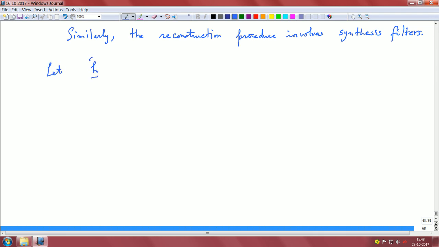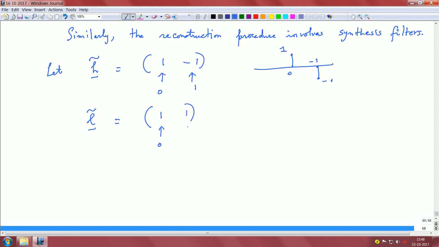Let H tilde be 1 and minus 1, right. I will just index this as 0, index this as 1, and you can think about it as at this point I have 1, this point I have minus 1, and I have L tilde as 1 and 1. This is 0, this is 1, just interpret this as 1 and 1, 0 and this time is 1 here. Okay.